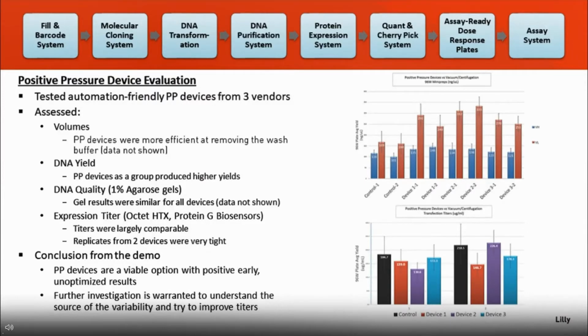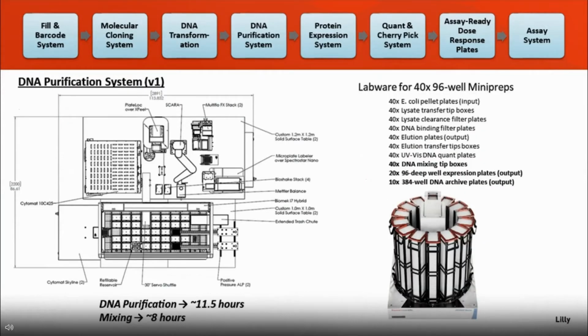And so we opted to go ahead and work with some companies and ended up working with Beckman to design a DNA purification system. The first system that was proposed was a Biomek i7 with 2 positive pressure devices, and they partner with Amplius for these positive pressure devices mounted off the side of the Biomek i7. And then we have, again, PlateLoc, XPO, MultiFlo for the reagent dispenses, and some BioShakes on the system as well. And we have a reader on here.